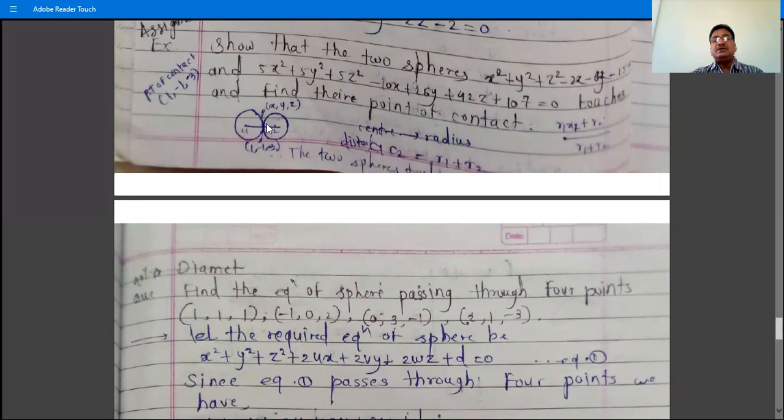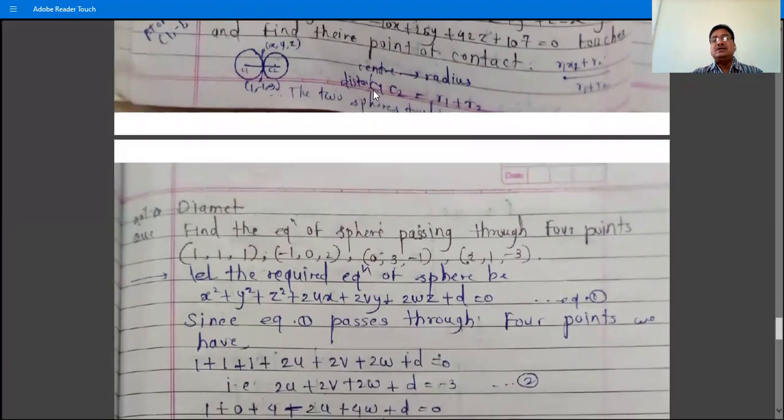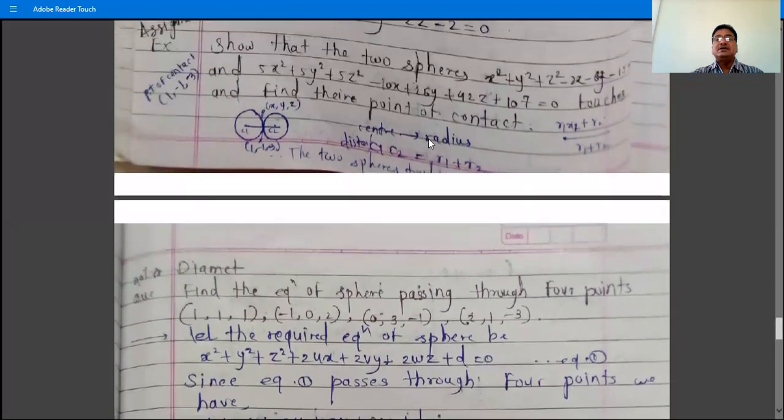That is, first find the coordinates of C1 and C2, and then by using the distance formula, the square root formula, find the distance between C1 and C2. And then find the addition of R1 and R2. If these two are the same, that is, C1C2 is equal to R1 plus R2, and therefore the two spheres touch each other.